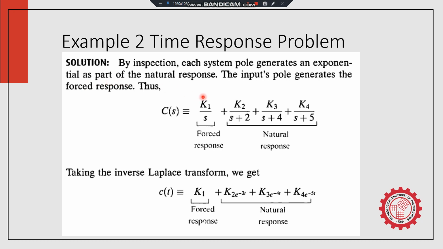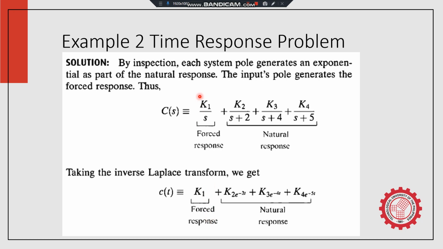So if we're going to inspect once more, our output transform equation is composed of the forced response and the natural responses. This is a third order transfer function. If we're going to take the Laplace transform of this, then we're going to get this equivalent.